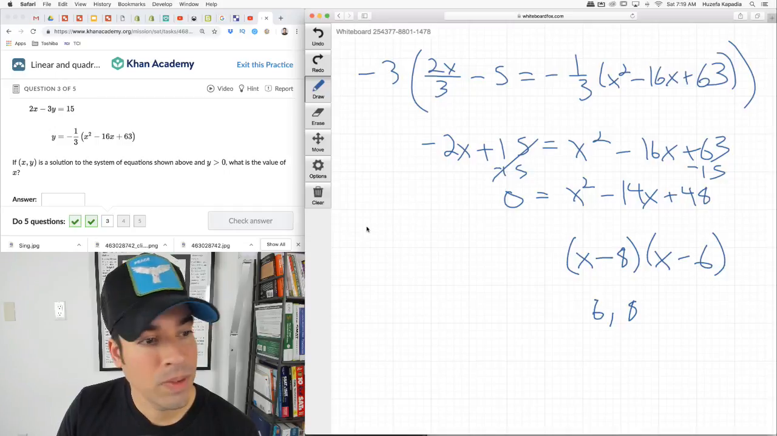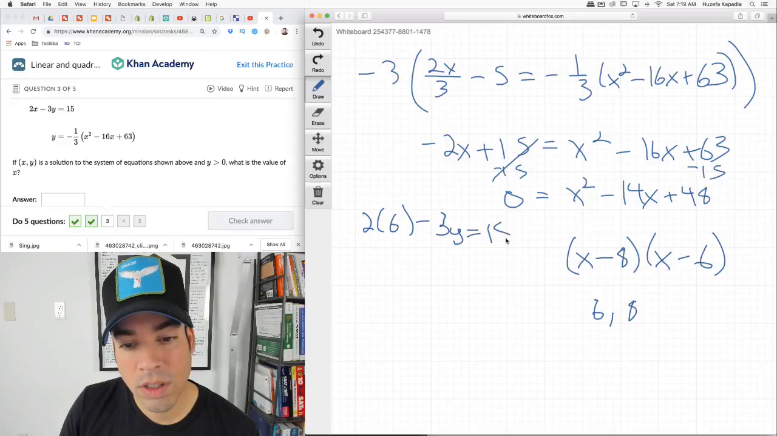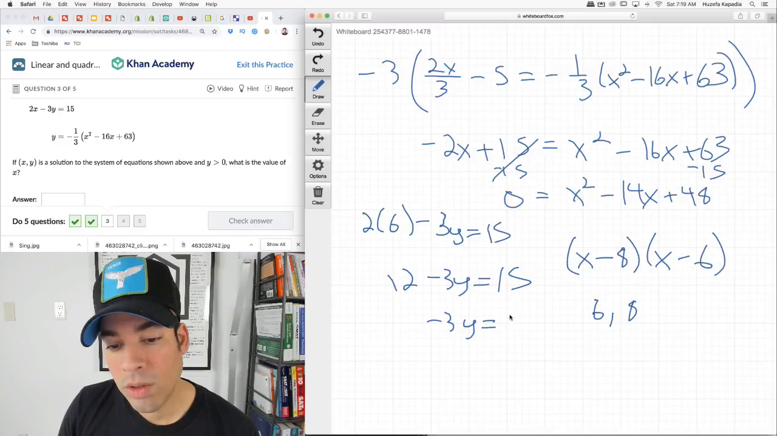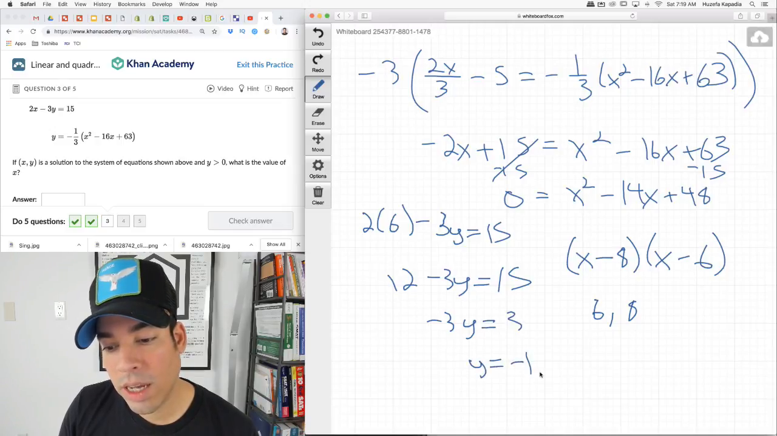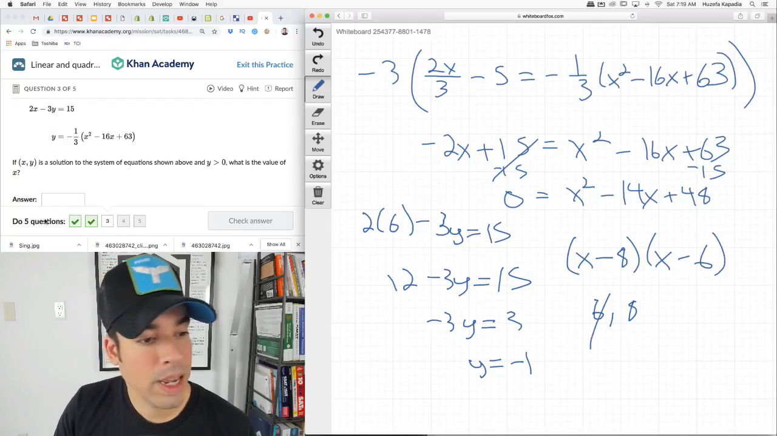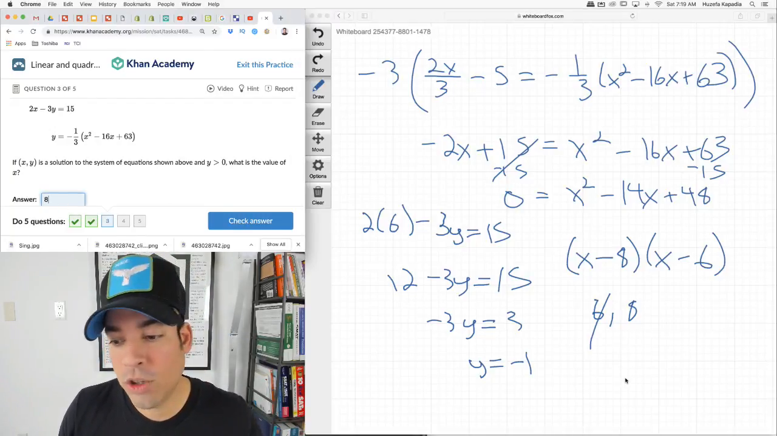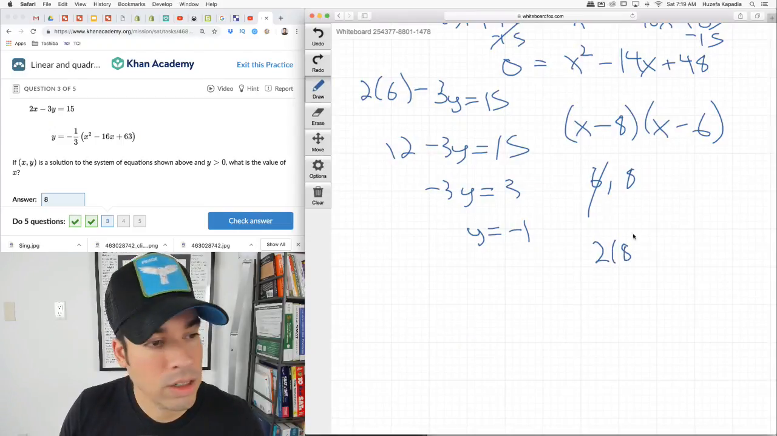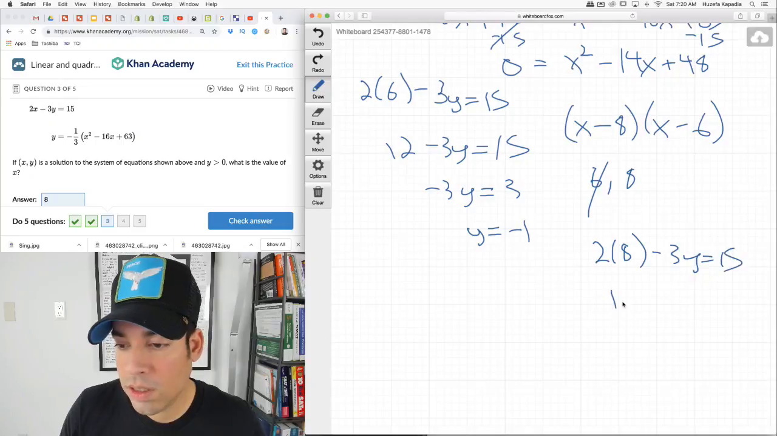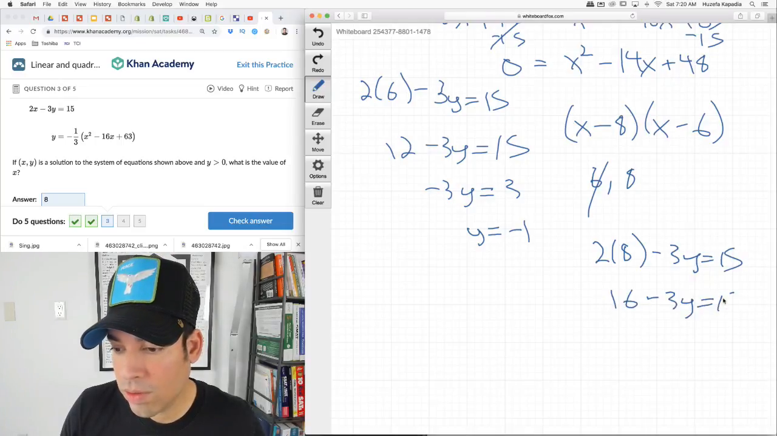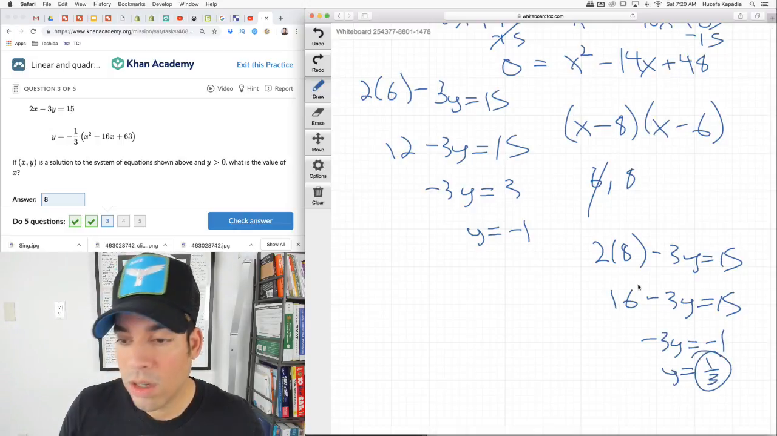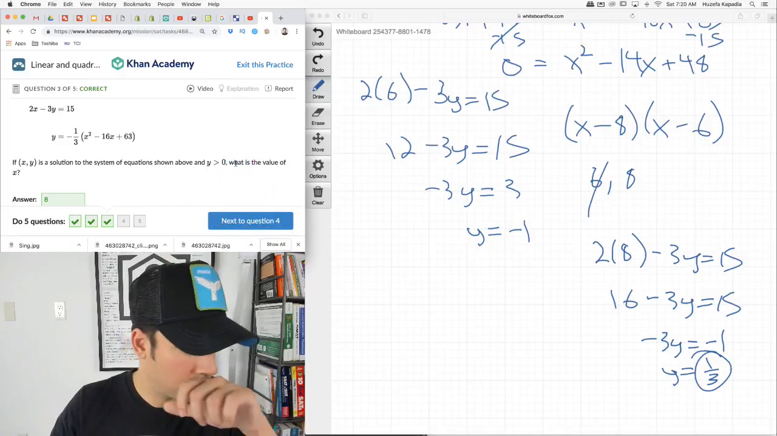So if I plug 6 in for the original equation, it's like 2 times 6 minus 3y equals 15. 12 minus 3y equals 15, so -3y equals 3. So in this case, y equals -1. That's for 6. So 6 it must be 8. But anyways, let's try it. So now I'm going to plug in 8 for x and solve for y. 2 times 8 minus 3y equals 15. This is 16 minus 3y equals 15. -3y, yep, equals -1. y equals positive 1/3. So it's 8. Boom.